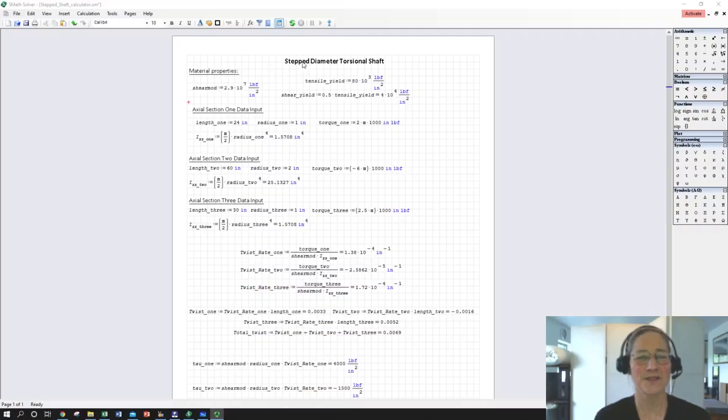So just to walk you through what I've done here, I start with a descriptive name of what I'm doing, my step diameter torsional shaft. In this particular MathCAD, you can add text that is non-calculating, or you can add an equation definition which defines a variable, and in this particular one, which is SMath Solver, it's free.